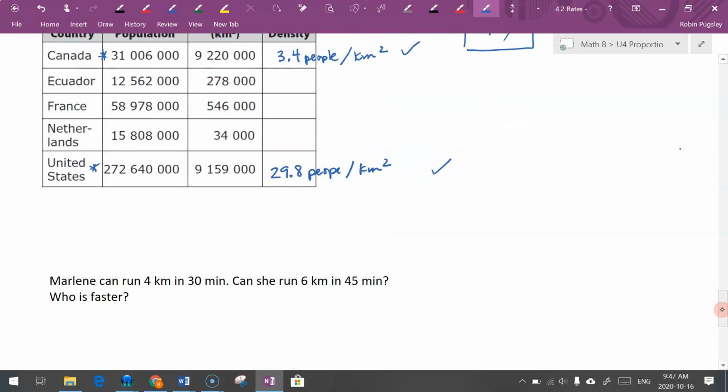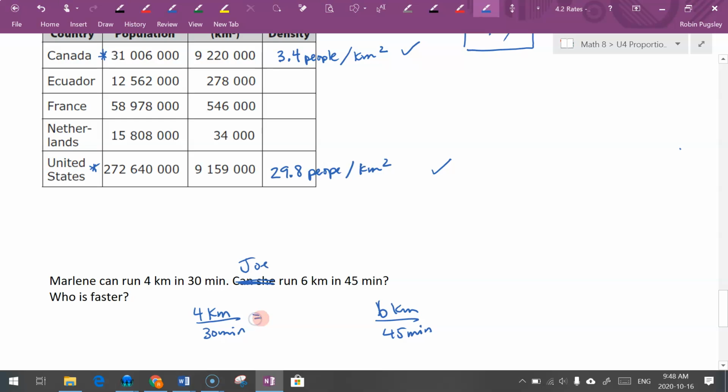All right, Marlene can run 4 kilometers in 30 minutes. Can she run 6 kilometers in 45 minutes? Oh, this is a bad question. So let's just change this. Let's change this to a different person. Let's say Joe can run 6 kilometers in 45 minutes. Who's faster? Well, let's take a look at Marlene. She is 4 kilometers in 30 minutes. And Joe is 6 kilometers in 45 minutes.